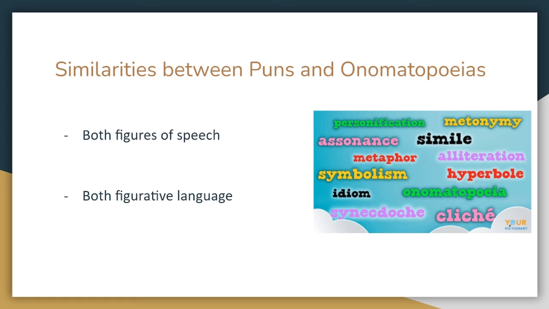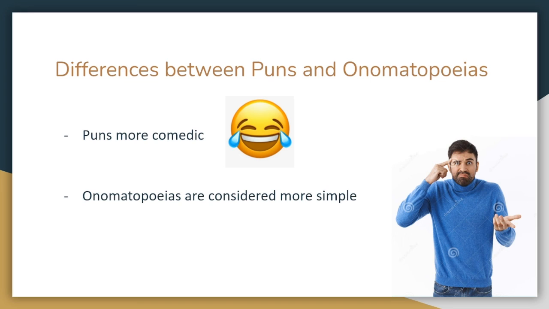The resemblance between puns and onomatopoeias is that they're both figures of speech and are both figurative language. Figurative language is a way of expressing yourself that does not use a word's actual meaning. It's usually used to add a creative touch to written or spoken language or explain a complicated idea. The difference between an onomatopoeia and puns is that puns are considered funnier. Puns are almost exclusively used in comedic context, whereas onomatopoeias are not. Onomatopoeias are more commonly thought of as simpler to write and use.